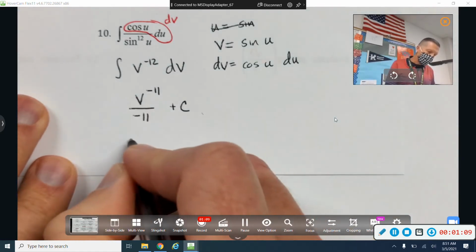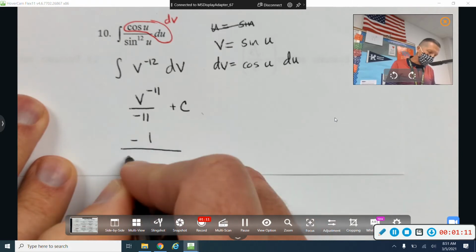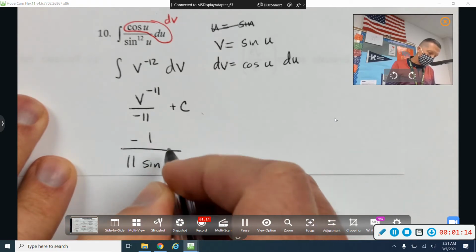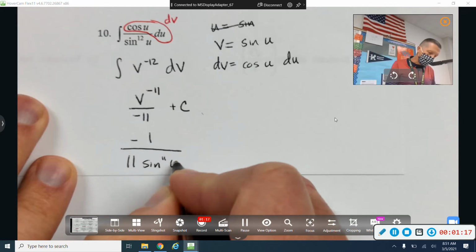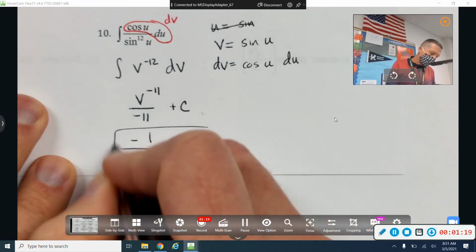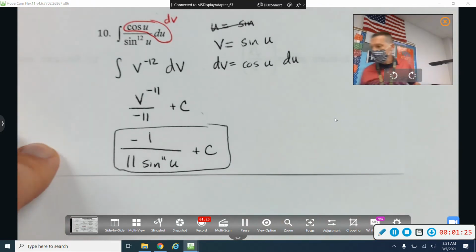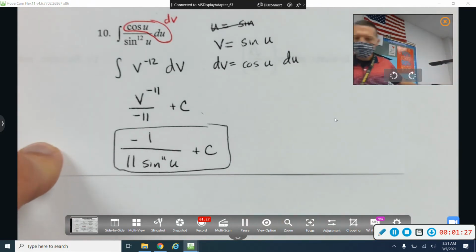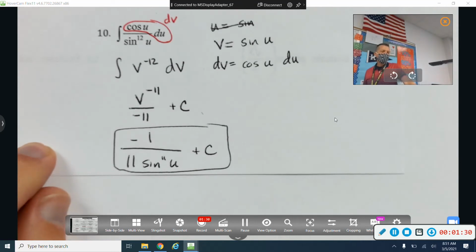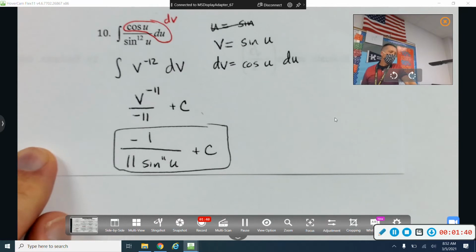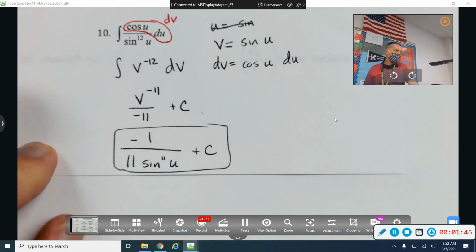So let's see, what's the easiest way to write this? 1 over 11 sine to the 11th of u plus c. Yep. Weird looking answer. Other questions? Number 5.